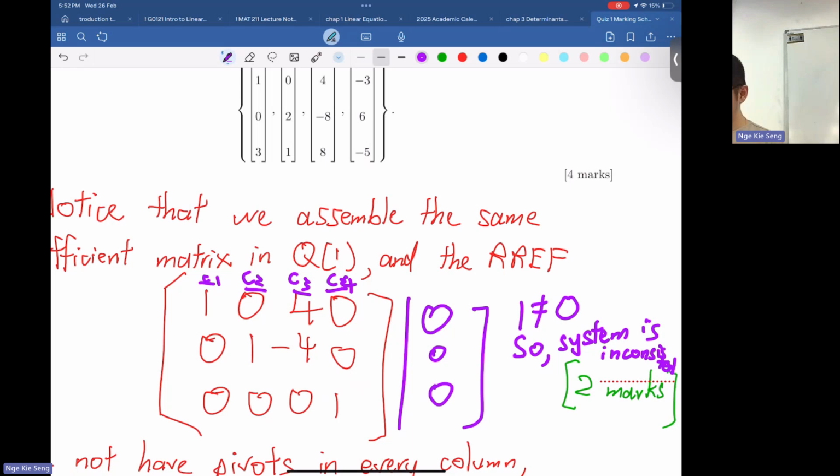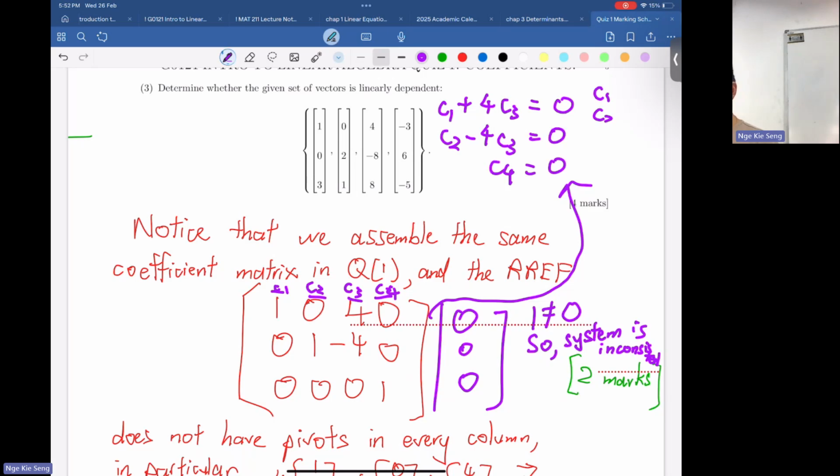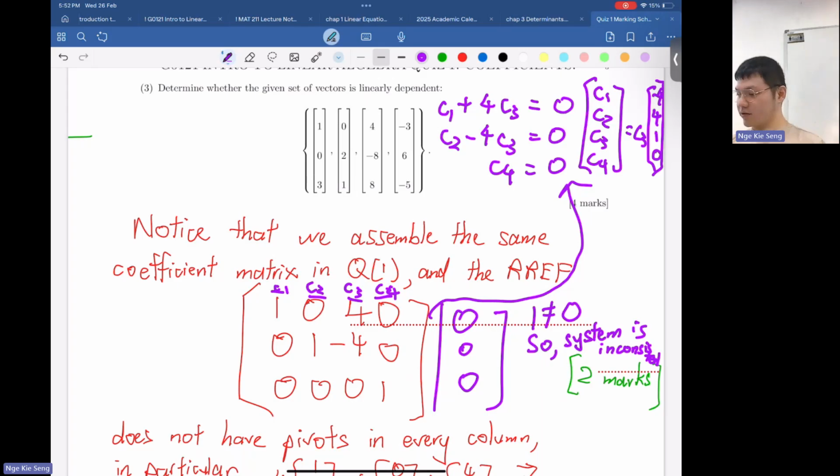So this is concerning the parametric vector form already. What's this parametric vector form? C1 plus 4C3 equals 0, C2 minus 4C3 equals 0, and then C4 equals 0. So the parametric form is (C1, C2, C3, C4) equals C3 times (-4, 4, 1, 0). This is the solution.